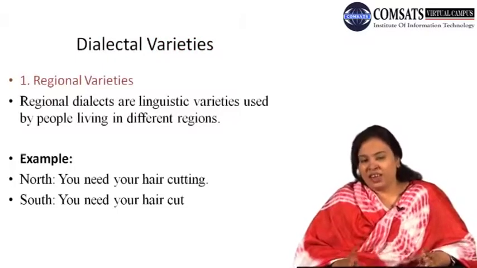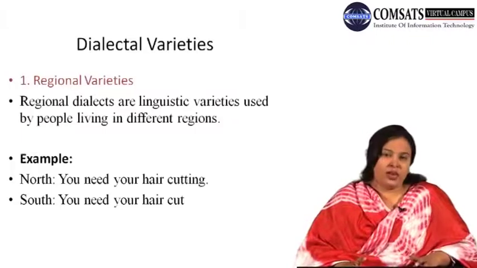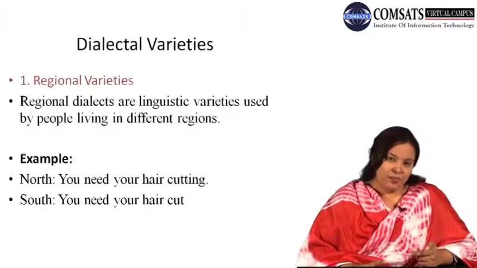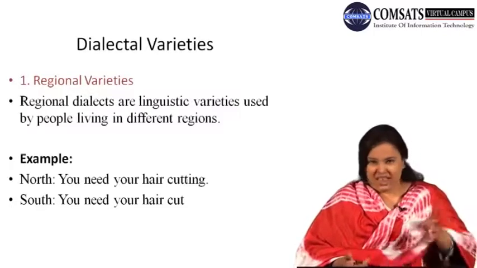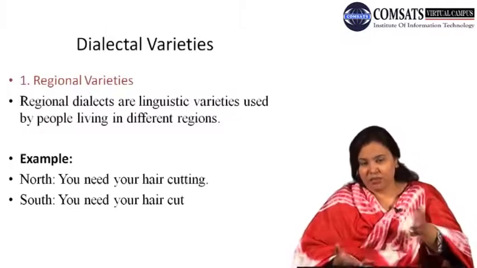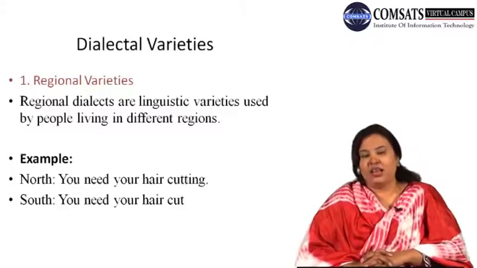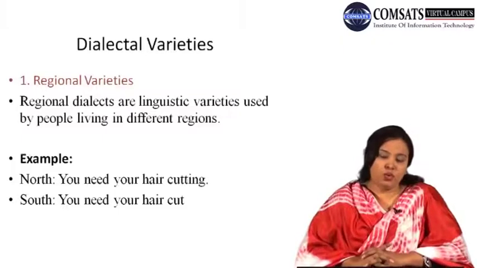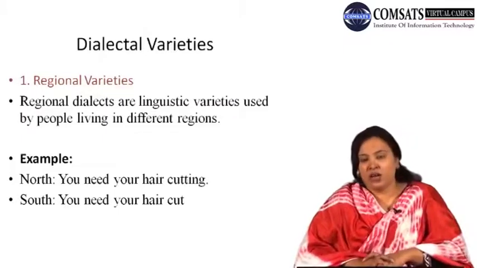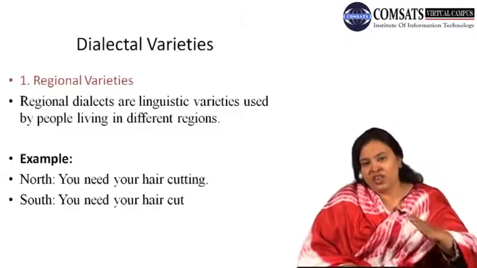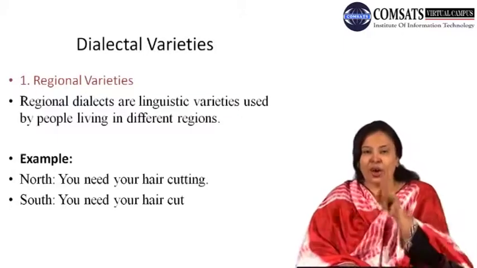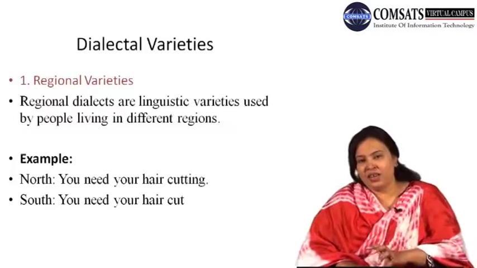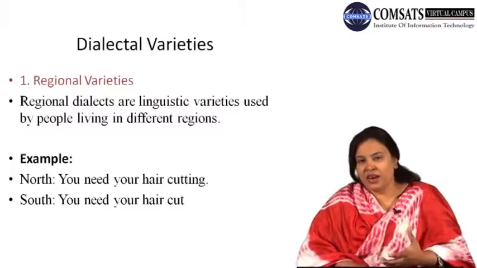So let's start with the dialectal varieties. In dialectal varieties, there are two varieties. One is called regional and one is known as social. So let's start with regional dialects. What is meant by regional dialect? Regional dialects are linguistic varieties used by people living in different regions. One language, one dialect, but according to region, the people speak it differently. That is known as the regional variety.